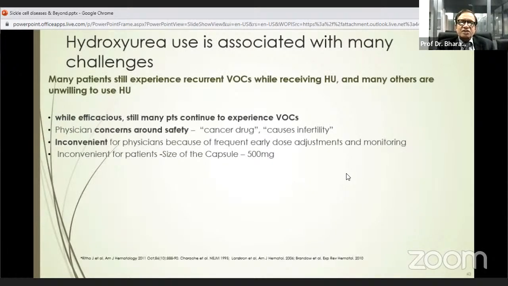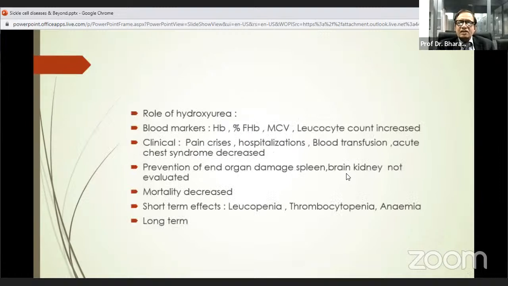Hydroxyurea use is associated with many challenges. Many patients still experience recurrent VOC while receiving hydroxyurea. As for the role of hydroxyurea, there are two kinds of markers. In blood markers, hemoglobin, fetal hemoglobin, MCV, and leukocyte count increase. Clinically, pain crisis, hospitalization, blood transfusion, and acute chest syndrome decrease. Prevention of end organ damage to the spleen, brain, and kidney is not evaluated. Due to hydroxyurea, there is decreased mortality in sickle cell disease. Short-term effects of hydroxyurea are leukopenia, thrombocytopenia, and anemia.